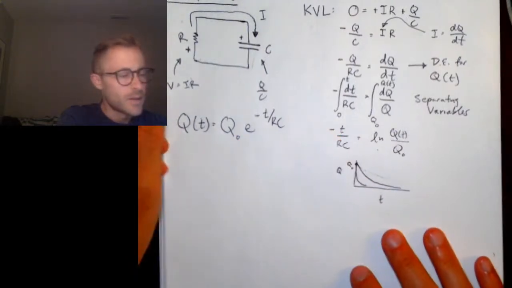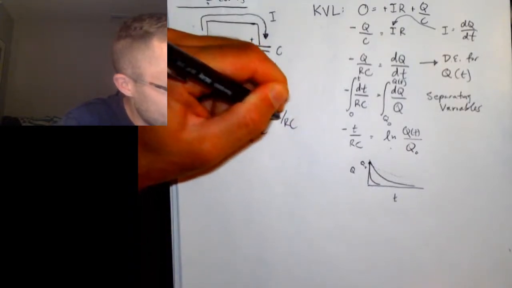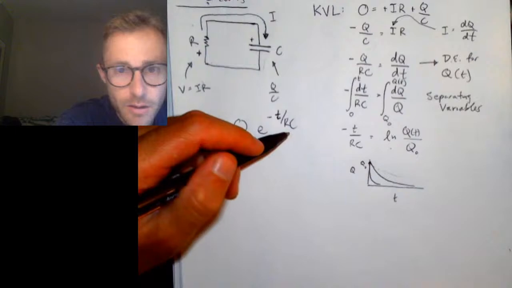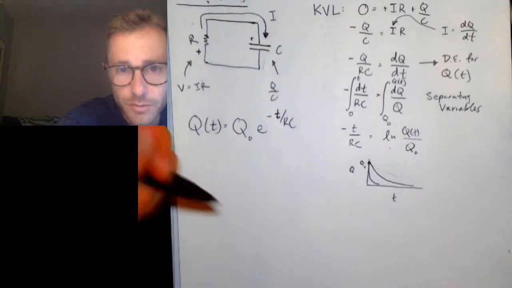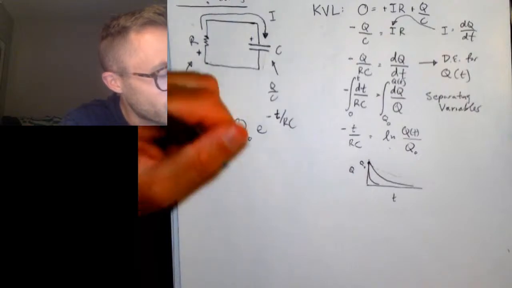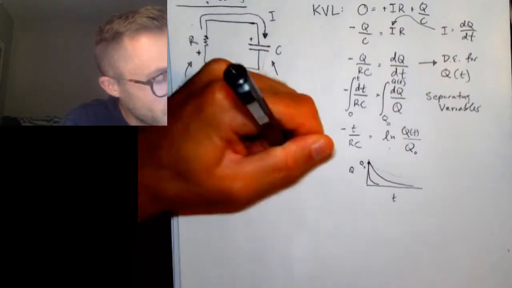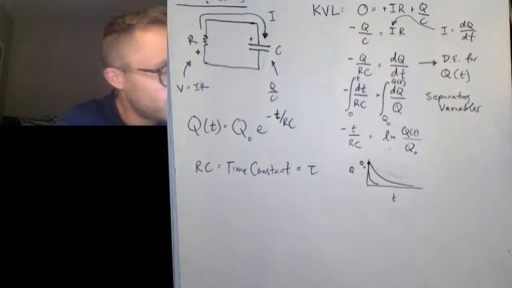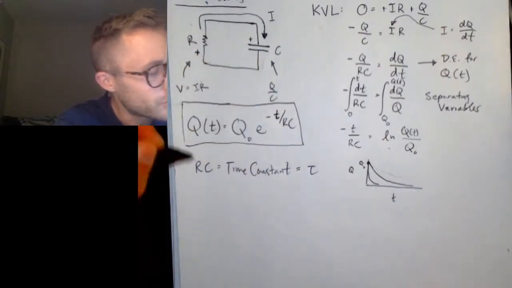So we can see that in the exponential here, t is compared to RC. So RC must have units of time because they're divided by each other. They're compared to each other in terms of size. So RC is often called the time constant. Okay, and it's equal to tau. All right. So yeah, so this is the charge as a function of time.